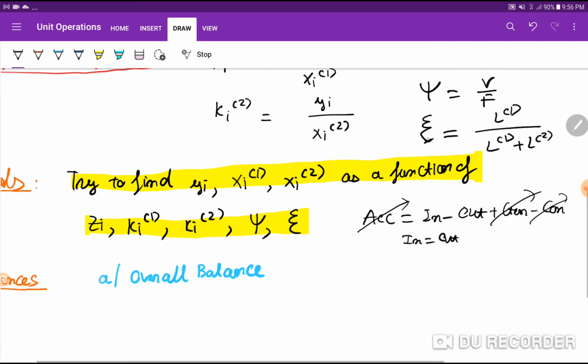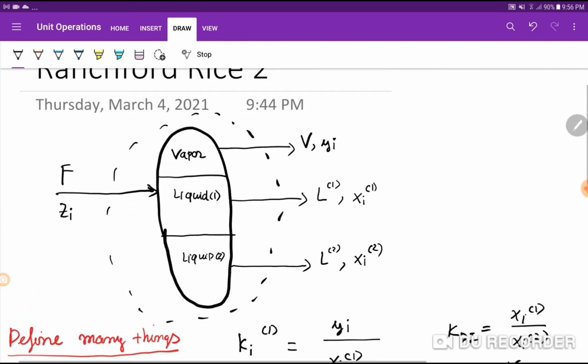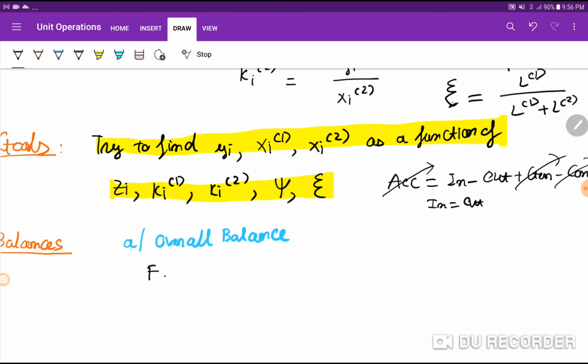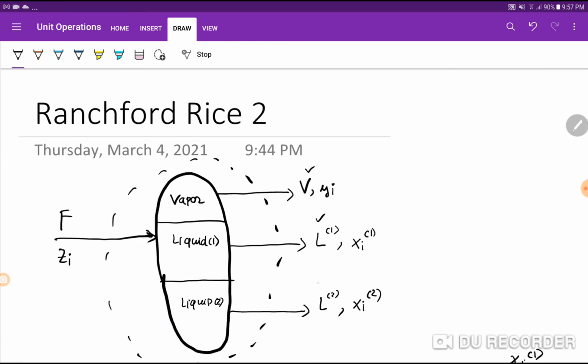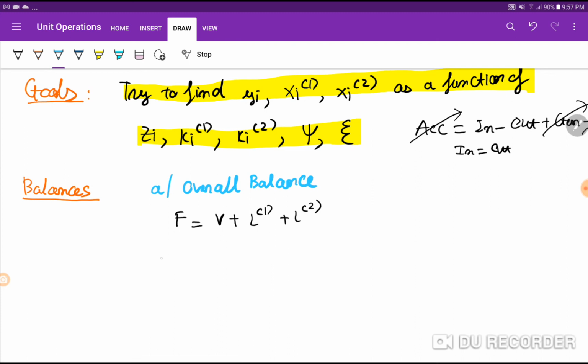Okay, so what goes in? I'm gonna pick this as a control volume right here. What goes inside the column? What goes in is F, right? What goes out would be V plus L1 plus L2. Remember guys, I didn't touch the component balance, I just touched the overall thing, so it's just the capital letters. Okay, so that's the overall balance for you.